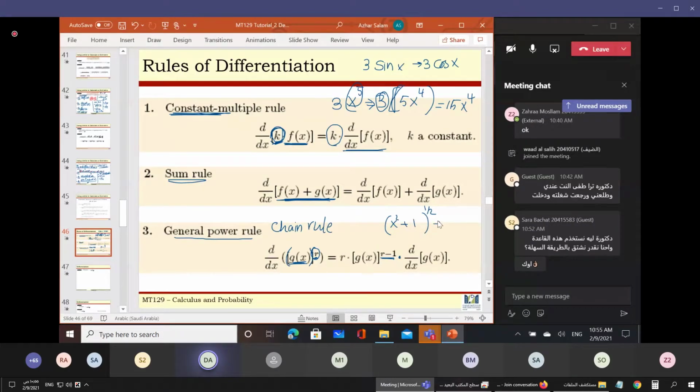If I want to differentiate this value, I first differentiate the power, so it will be half with the same function. Half minus 1 will be minus half, with the same function x squared plus 1. Then multiplied with the derivative of x squared plus 1, which is 2x. This is the derivative of this function. Of course, we will take more examples about this.